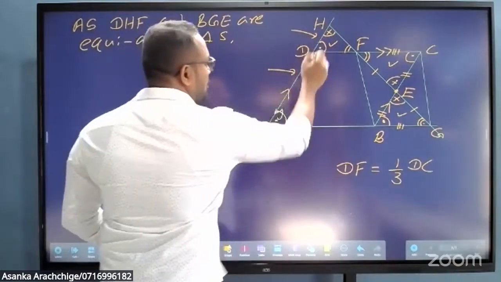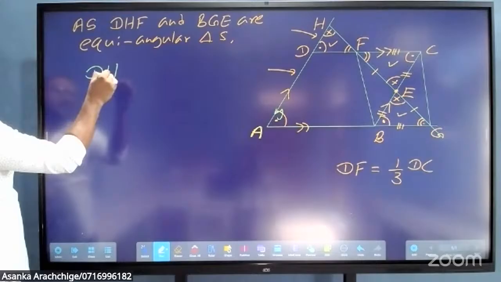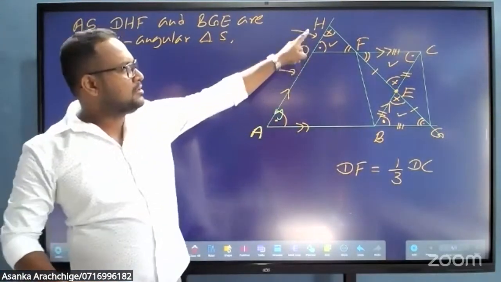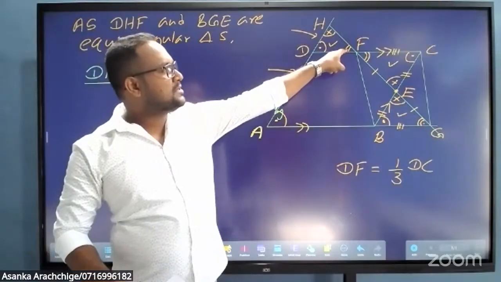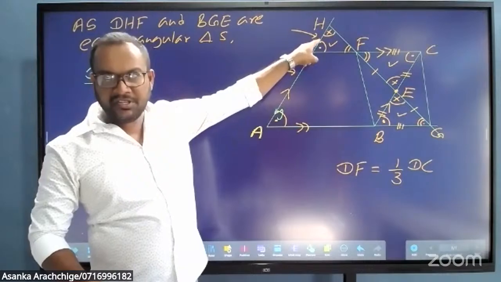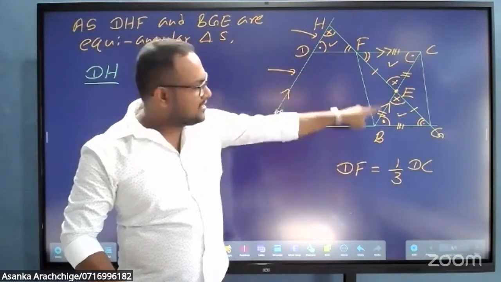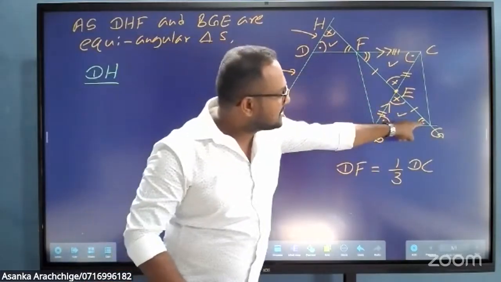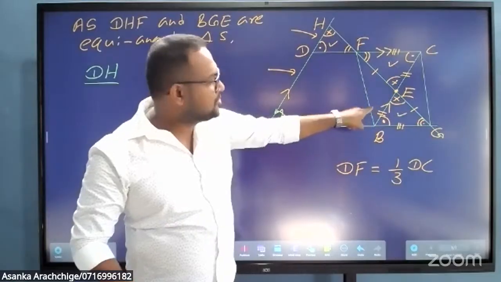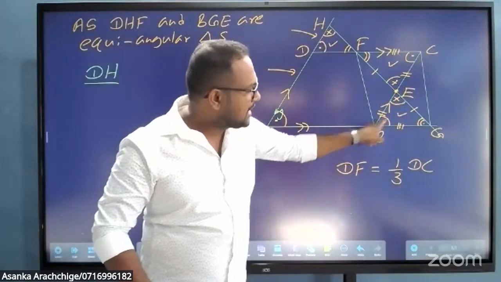The ratio between DH upon. Now, what is the location of DH? It is opposite this side. The side DH is opposite the angle of this side. Then here, this is the same side. Then we have to take the ratio between this side and the corresponding side BE.